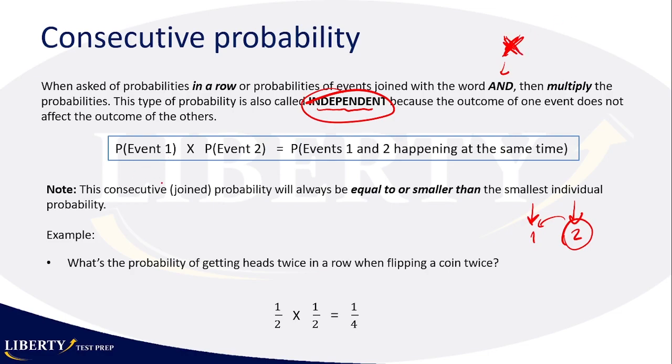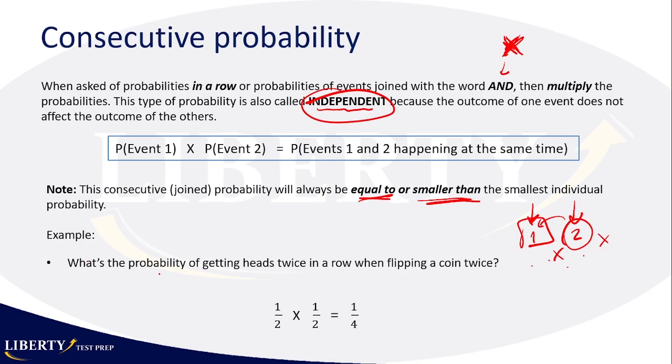So this consecutive joint probability will always be equal to or smaller than the smallest individual probability. So of course, it's gonna get smaller because you're gonna be multiplying numbers that are between 0 and 1. So the more you multiply, the smaller it's gonna get, okay?